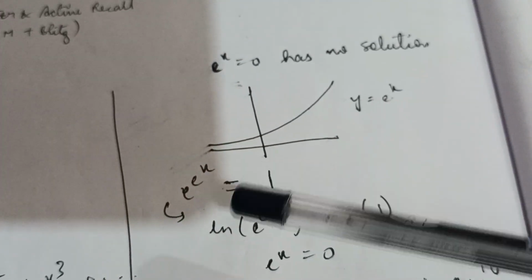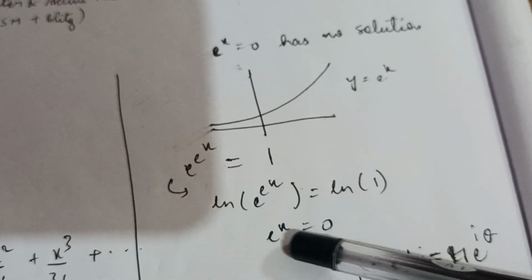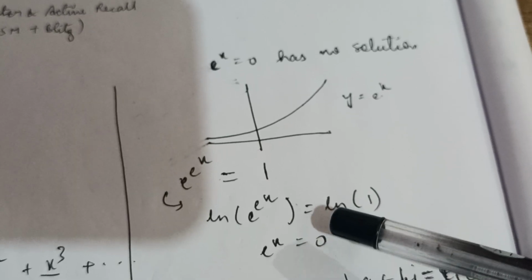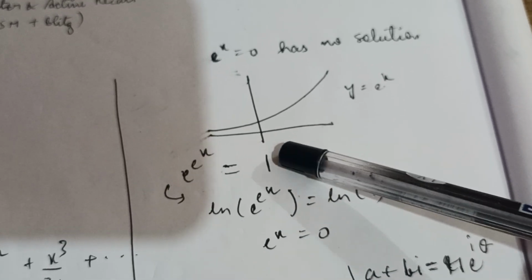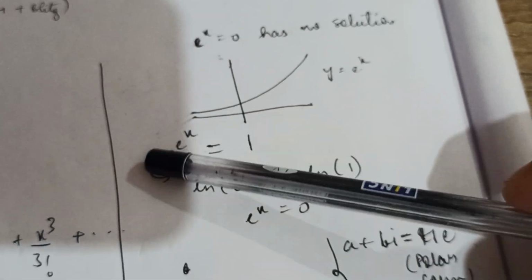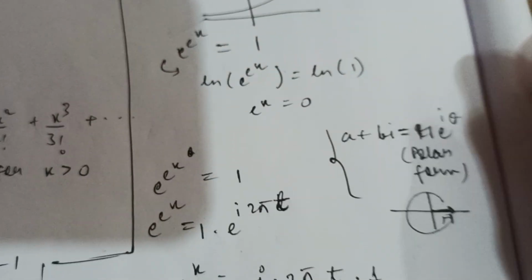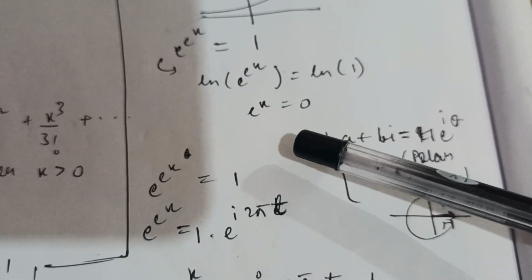What's the catch? First, if you take ln on both sides, it simply reduces to e to the power x equals to 0. So if e to the power x equals to 0 has no solution, how is this having a solution? First, I will prove mathematically the solution of this equation. Let's see. So we have this. Now I will use the polar form of complex numbers.